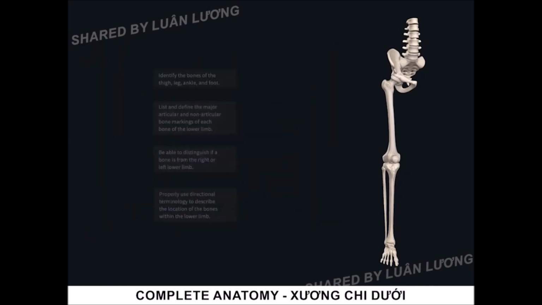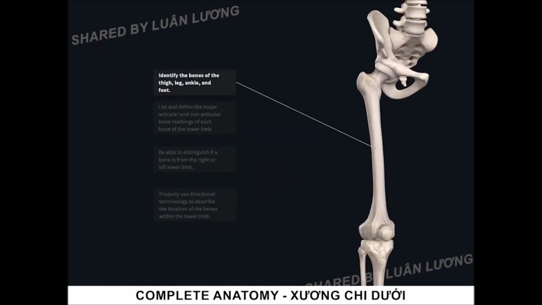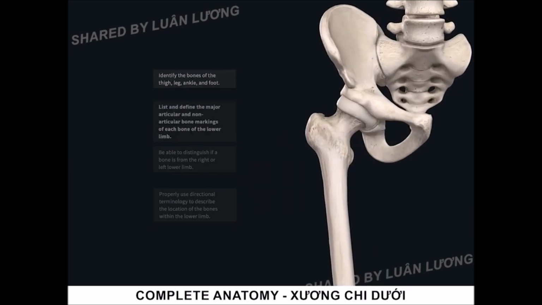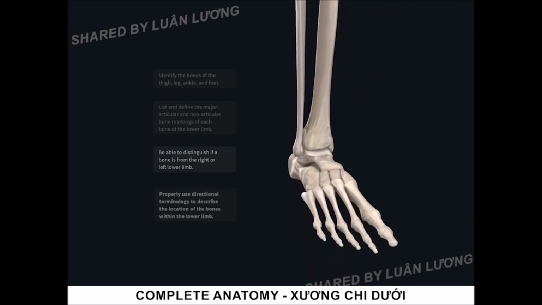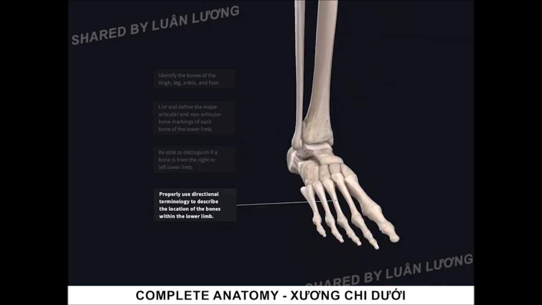By the end of this lecture, you will be able to identify the bones of the thigh, leg, ankle, and foot. List and define the major articular and non-articular bone markings of each bone of the lower limb. Be able to distinguish if a bone is from the right or left sides of the lower limb. And properly use directional terminology to describe the location of the bones within the lower limb.